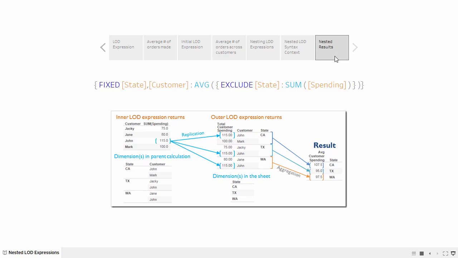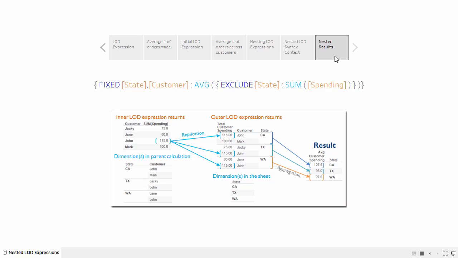The aggregation and replication behavior of a nested LOD expression follows the same rules as fixed. Replication, or aggregation, occurs to match the parent dimensions. If the inner calculation is more aggregated than the outer, the inner results are replicated to the outer calculation. If the inner calculation is more granular than the outer calculation, the results are aggregated by the outer calculation.